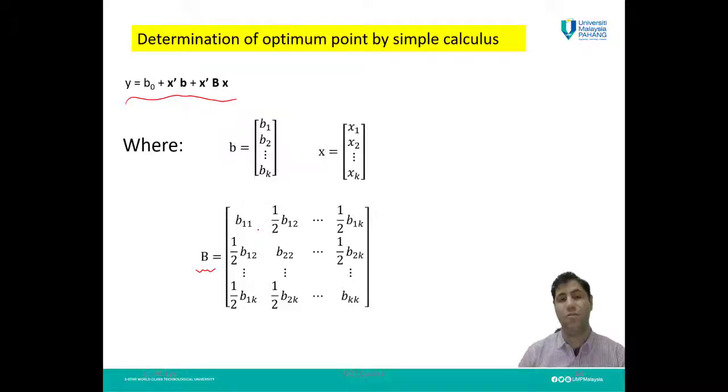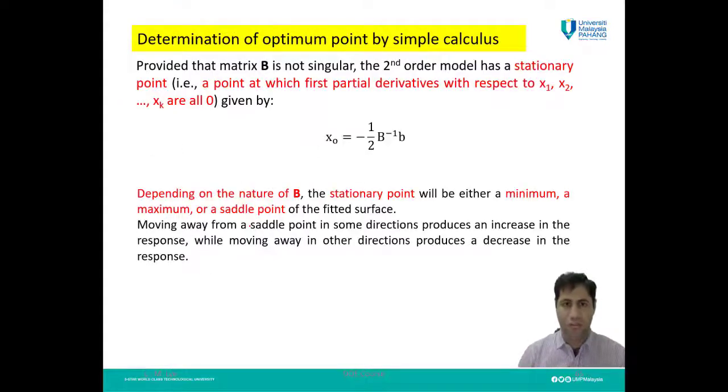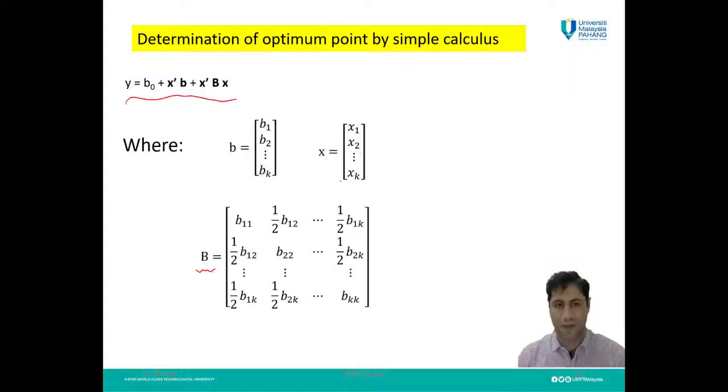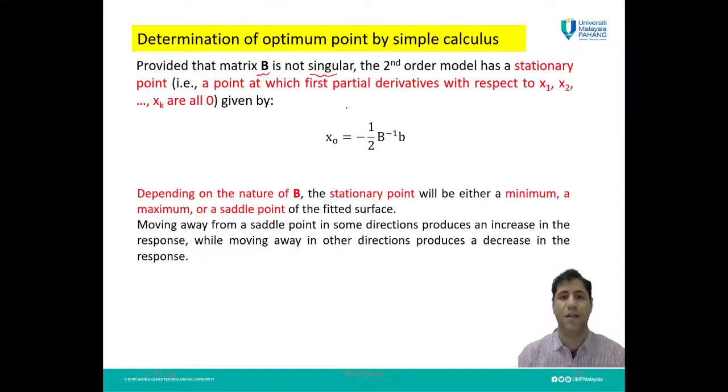You may recall from mathematics how to solve this, but usually the process is not that easy, and we usually use different computers and software to do the calculation to find a stationary point from this equation. But the process is more or less the same, provided that matrix B is not singular. Then the second order model has a stationary point.